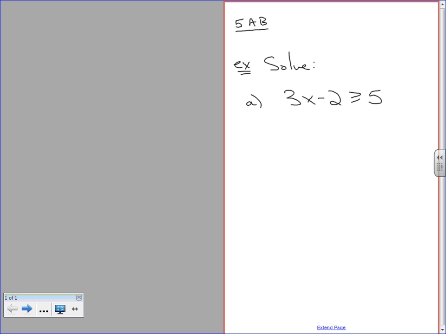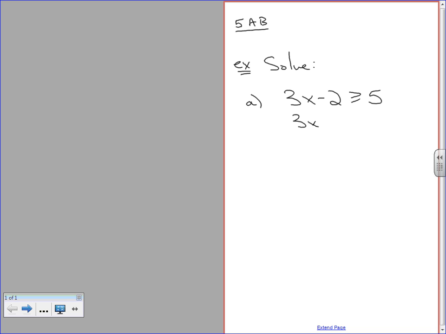So when you're solving a polynomial inequality, and again, this is what makes it an inequality, this greater than or equal to sign, the only difference is you're finding a range of answers as opposed to just a single answer. Okay? But you solve it exactly like you would an equation.